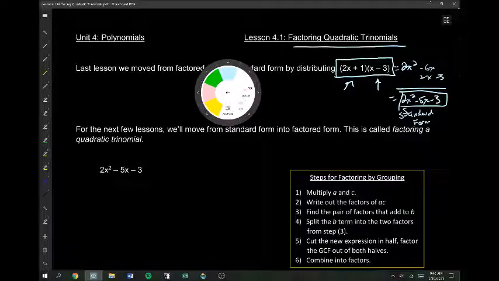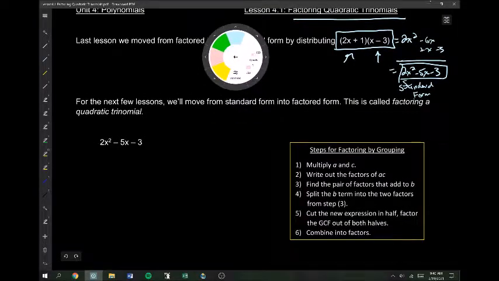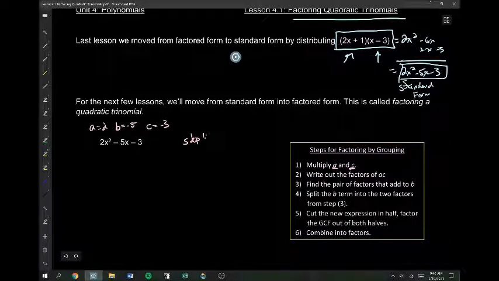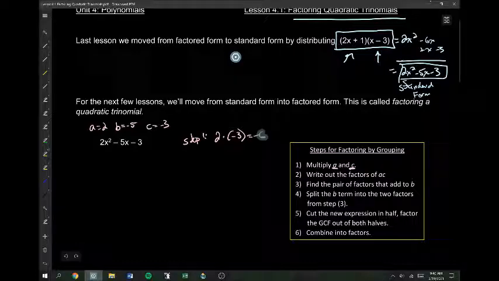A lot of other methods have you guessing and checking and trying things and hoping they work, and if they don't, trying something else, and it's kind of open-ended. This is a process that we can just follow every time to help us factor. So the steps for factoring by grouping I've written off on the side over here. The first step is to multiply a and c. Well, we have to know what a, b, and c are. So we know a is 2, b is negative 5, c is negative 3. My first step is to multiply a and c, which is 2 times negative 3, and I get negative 6. That's step 1. Multiply a times c.